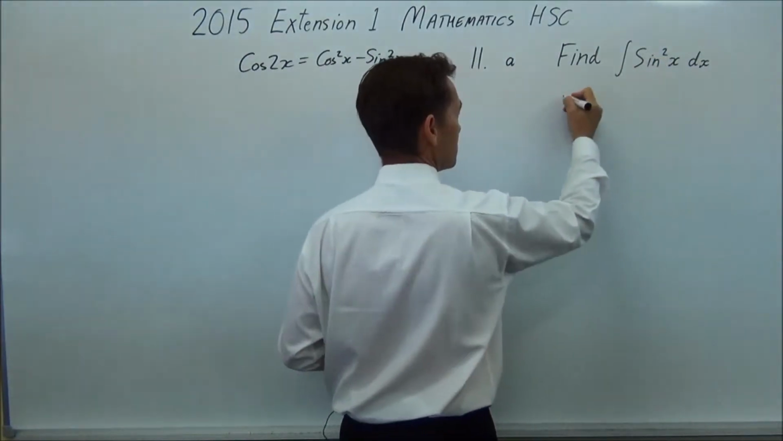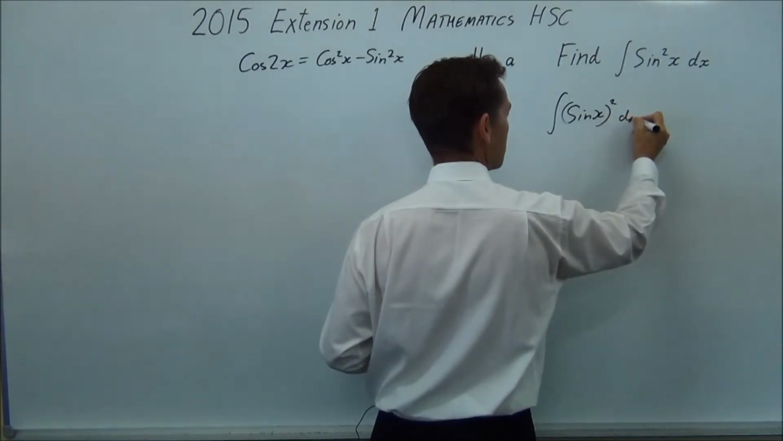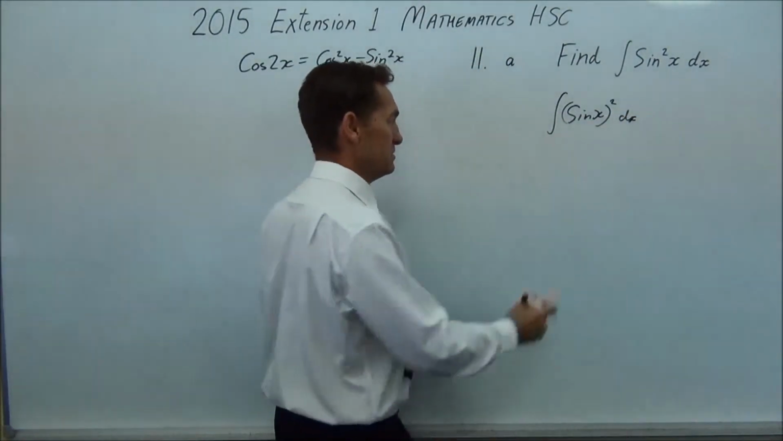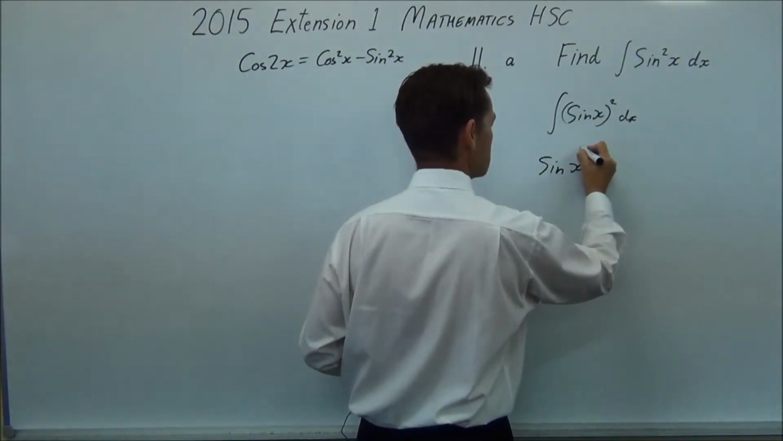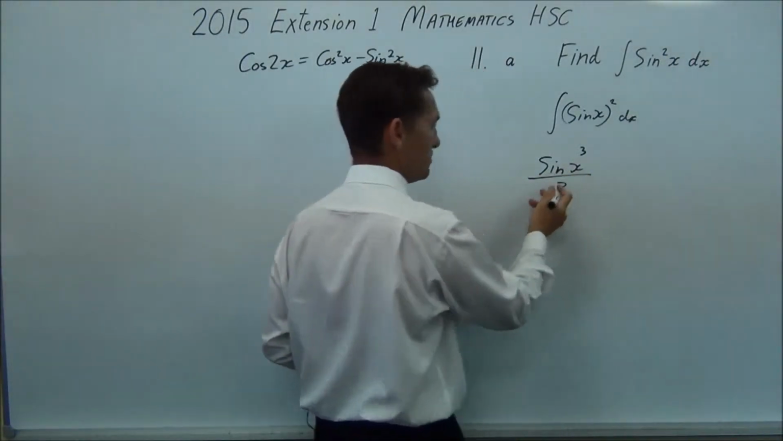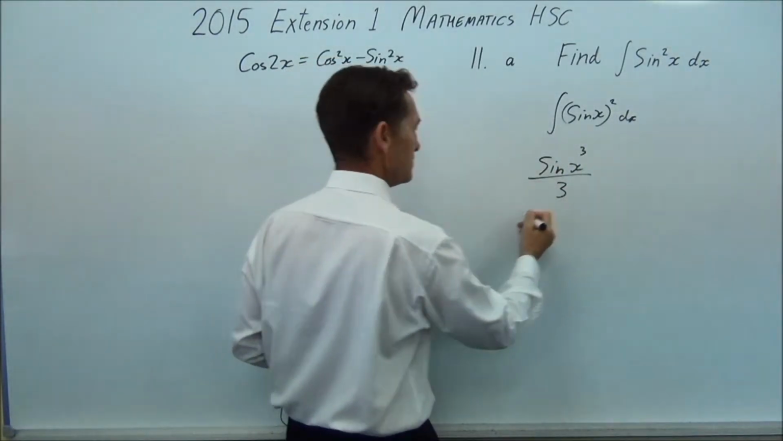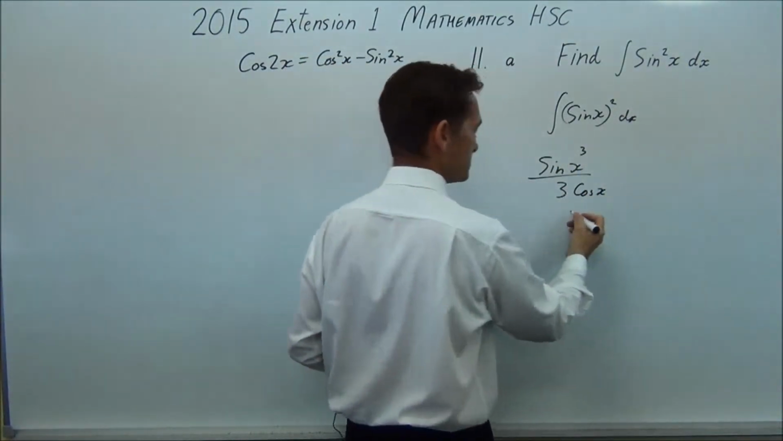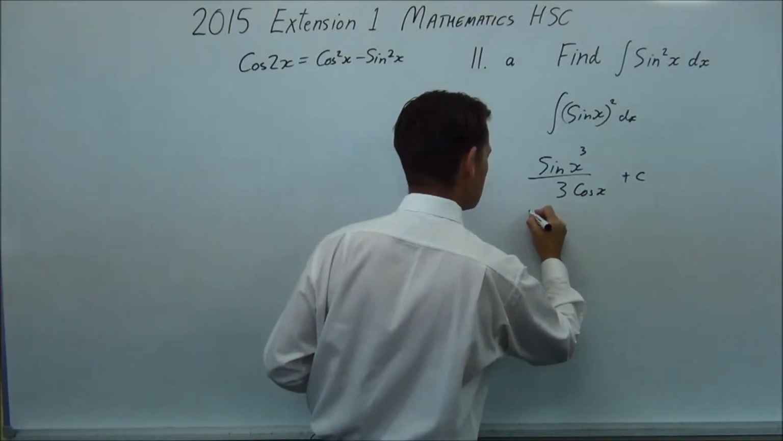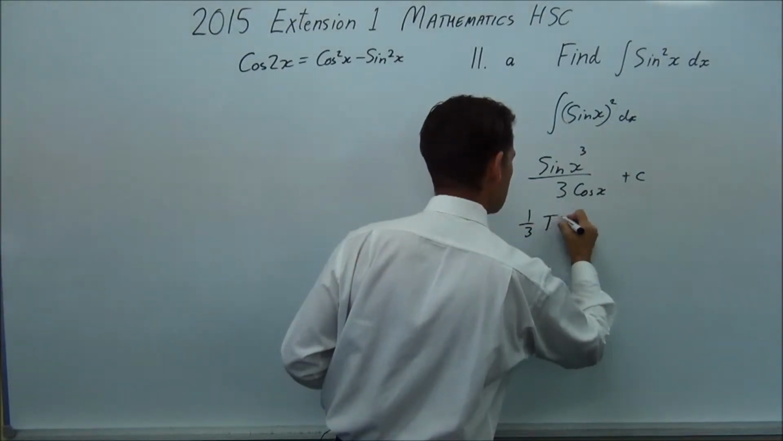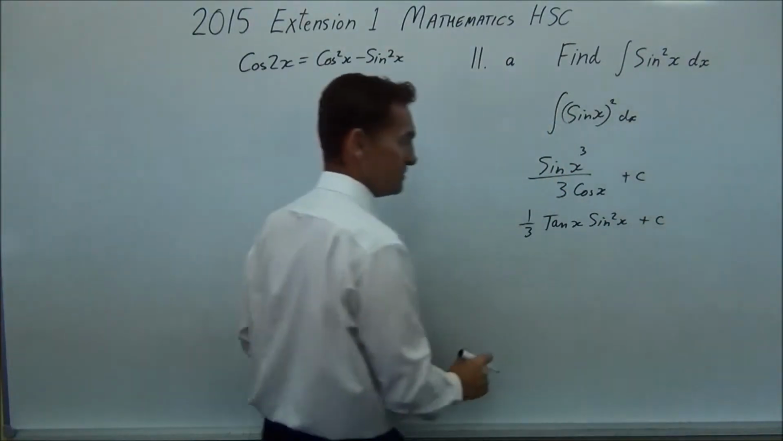Let's say you assume that it is just the integral of sine x squared, and you assume it's just like an x. So raise it to a power, new power underneath, and that would give you sine x cubed all over 3. Differentiate that and you get cos x, put cos x in front underneath and we get 3 cos x. So this is going to simplify, plus c, so that would simplify to 1/3 tan x sine squared x plus c.